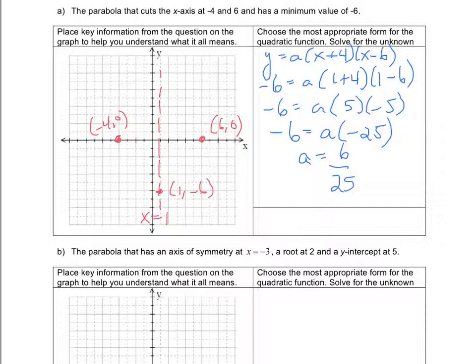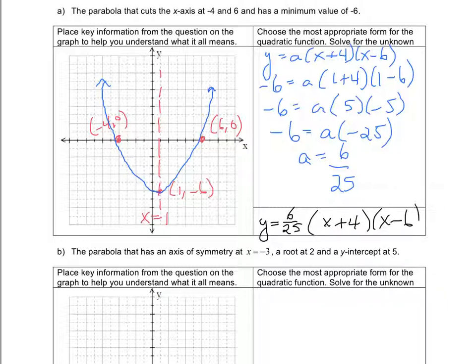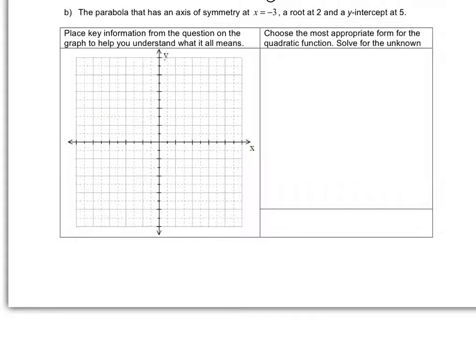Looking at my graph, if I draw in a tentative shape, it opens up. So it's a really good thing that my a is positive, because that coincides with the graph that I have here. Lastly, I want to finish the question by writing out my final answer, which is the equation of the graph: y is equal to 6 over 25(x plus 4)(x minus 6). Great.